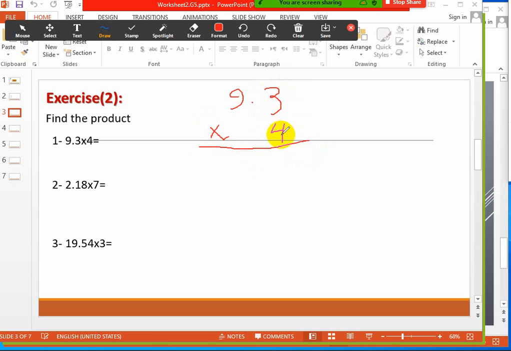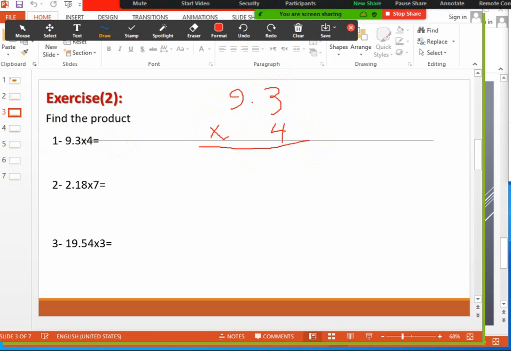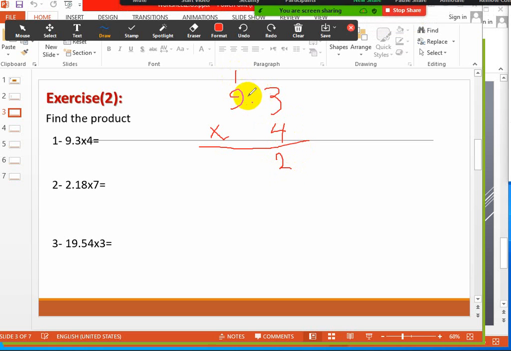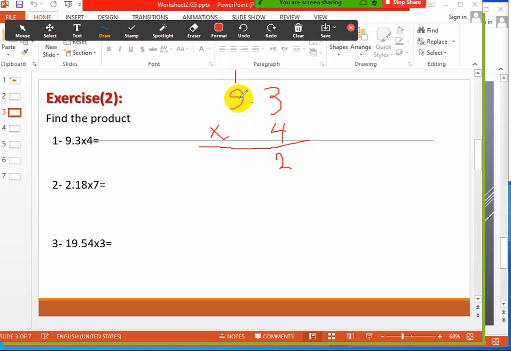So first, I will find the product for the first one. 4 multiply 3 equals 12. So I will put 2 here and 1 above the 9. 4 multiply 9 equals what? Girls, where are you on the chat? 4 multiply 9, very good, Wajd, equals 36, plus 1 equals 37, very good, Basma. So I will put the 37 right here, as I multiply a 2-digit number with a 1-digit number, like there is no decimal point.